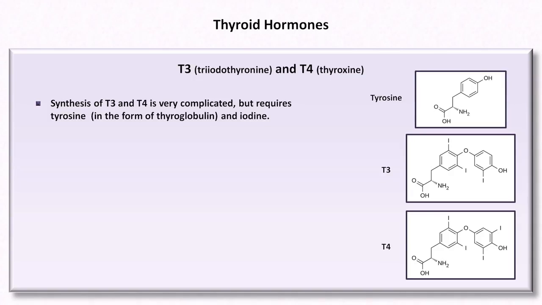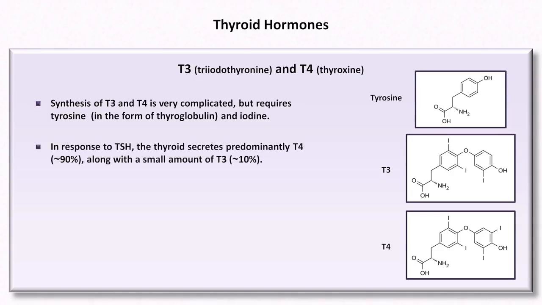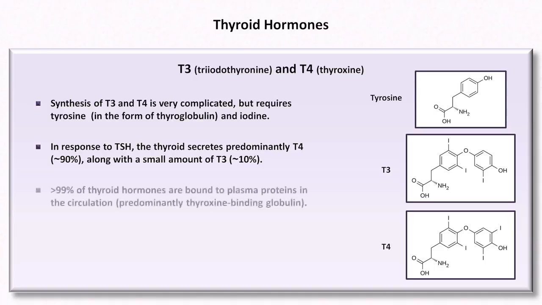In normal physiologic conditions, in response to TSH, the thyroid secretes predominantly T4 along with a small amount of T3. The ratio of T4 to T3 is about 90% to 10%. After they're released, over 99% of the thyroid hormones are bound to plasma proteins in the circulation. The predominant one is called thyroxine binding globulin, or TBG.